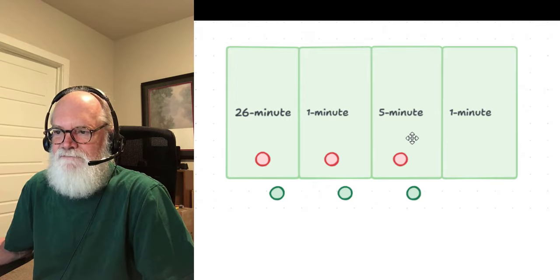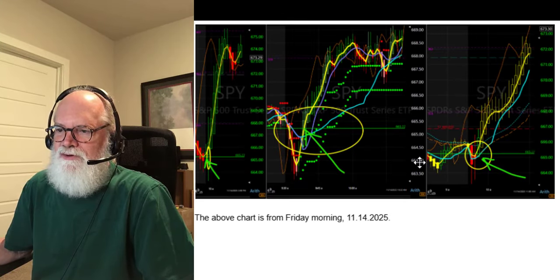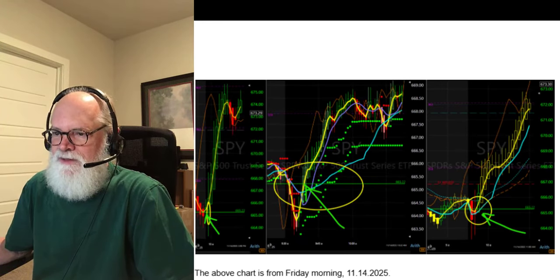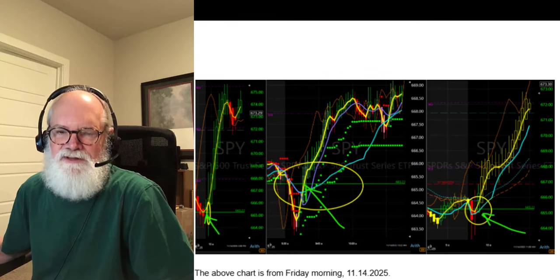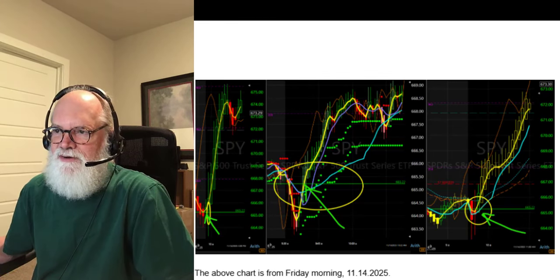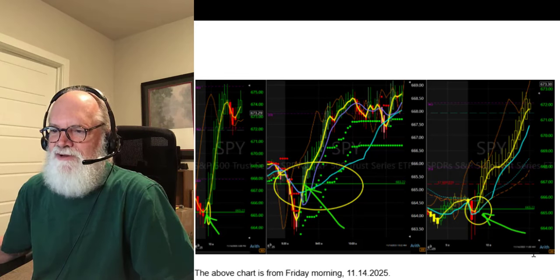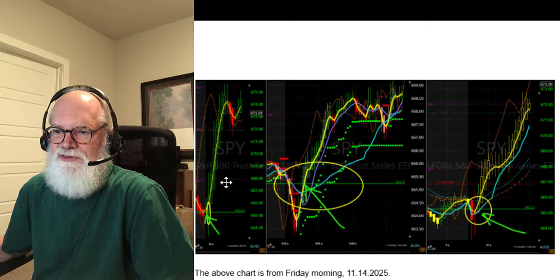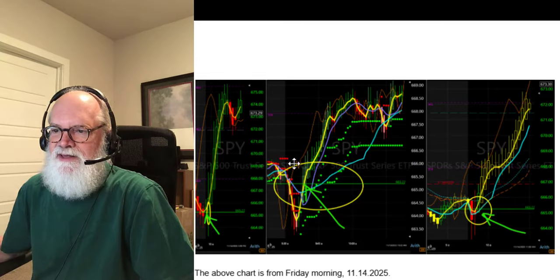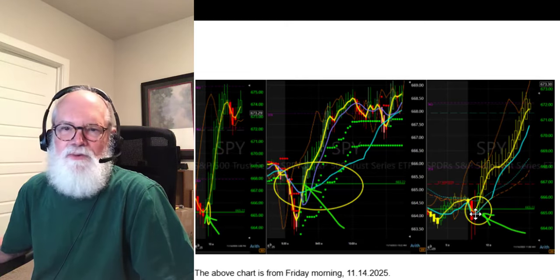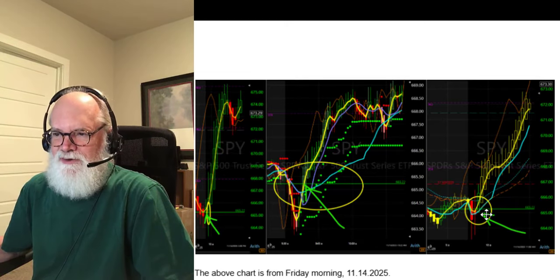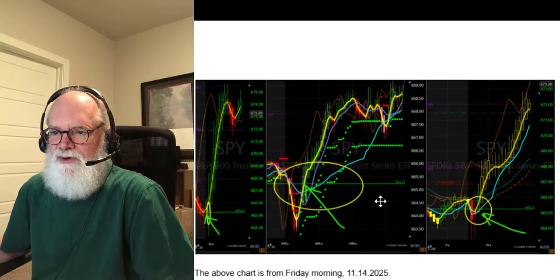then you've got a big move. We can look at that this past Friday morning, November the 14th, 2025, if you're listening to this later on. We had this conversion point. What I'm showing you are just the 3 panels: the 26-minute, the 1-minute, and the 5-minute. The proportions are kind of mixed up here, but the tipping point, as I call it, is right at that green line, right inside that yellow circle, where all 3 candles turn green.